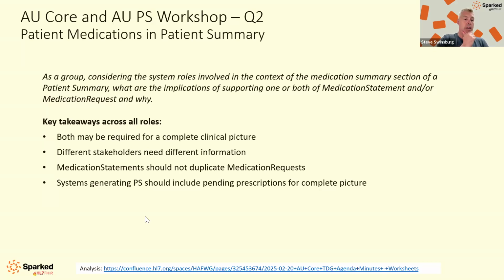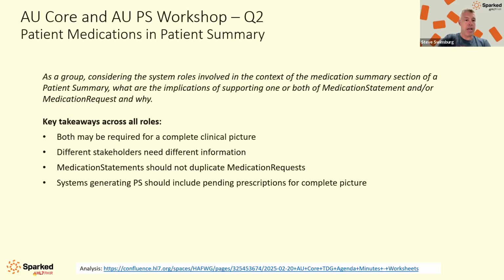So clinicians may need both for clinical decision-making. Patients may not really need access to medication requests, but pharmacists would rely on medication requests for dispensing and then looking at the medication statements for medication history. So we've got a wide view of use cases needing one or both, or potentially even both across each of those different roles for using the patient summary.